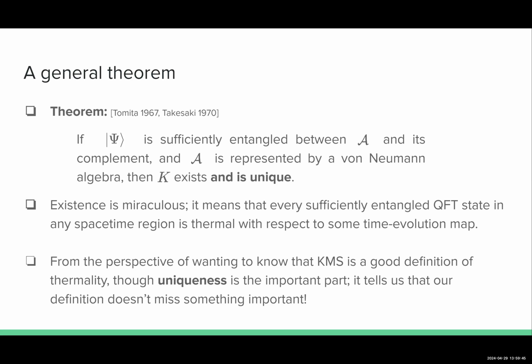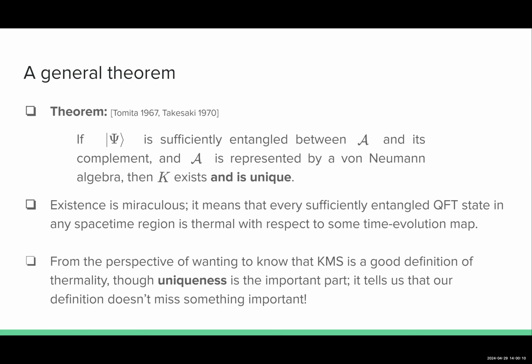If your state is sufficiently entangled between your subsystem and its complement, and the subsystem is represented by a von Neumann algebra, that's some technical mathematical object that organizes the way you think about operators in quantum field theory. Again, these typically exist in quantum field theory, so you don't need to worry about that assumption so much. The conclusion of this theorem is that a thermal Hamiltonian exists and is unique. So let's think about that for a second.